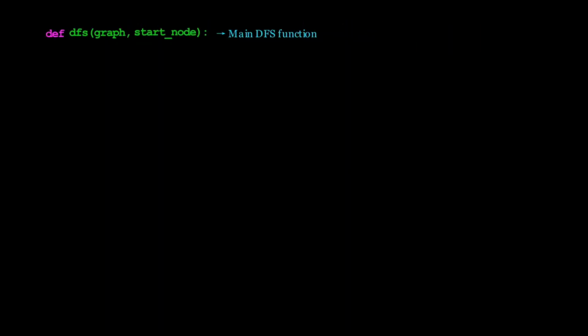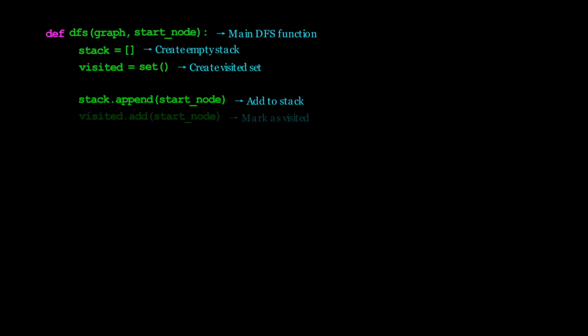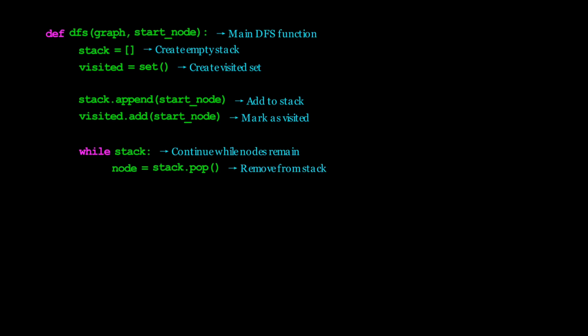Alright, let's move on to the Python implementation of DFS. We have our main function DFS with two parameters: graph, which is usually implemented as an adjacency list, and a starting node as the starting point for the traversal. We use a stack for tracking nodes to visit and a visited set for order of one lookup of the visited nodes. Then we add the starting node to our stack and immediately mark it as visited to prevent cycles. The while loop continues as long as we have nodes to explore.